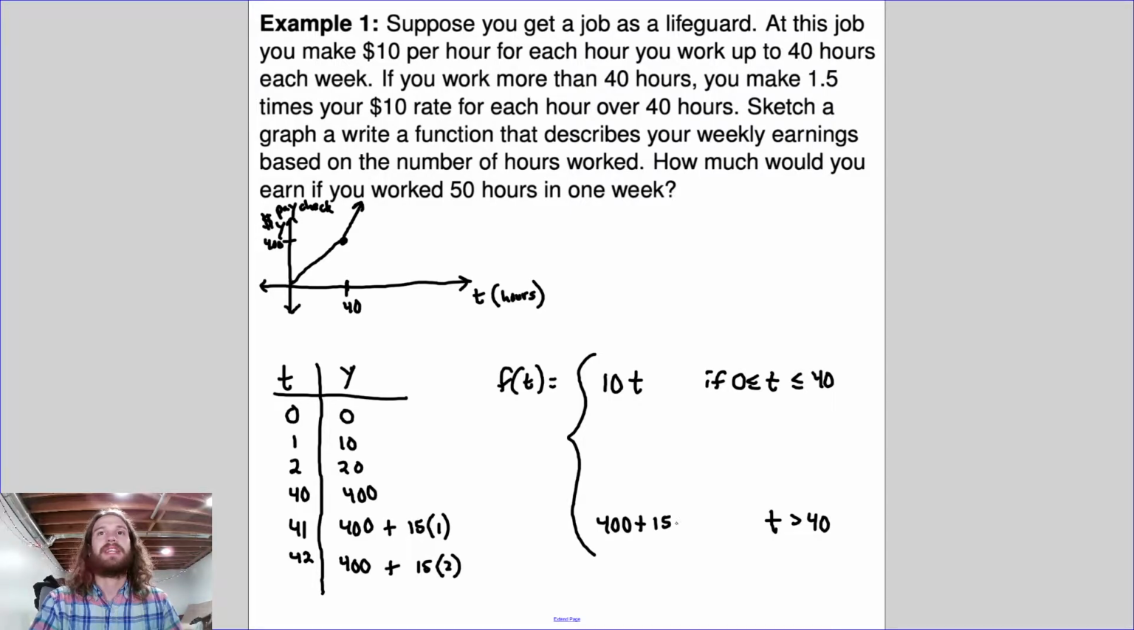Now, I can't put 15t here, because if you plug in 41, then you're going to do 15 times 41, and we already counted the first 40 hours. So we have to take away the first 40 hours from our time, because when it's 42, we put 2 here. When it's 41, we put 1. When it's 43, we put 3. So we put t minus 40. That is going to correct it. If I put 43, you know to put 3 here. You're correcting for the 40. So here we have our piecewise function in all of its glory.